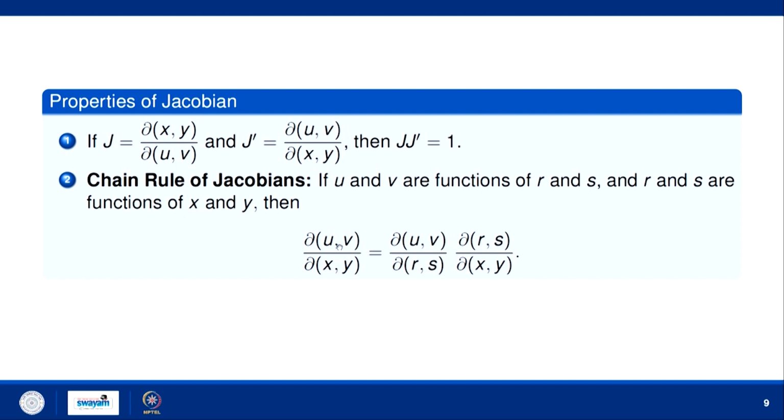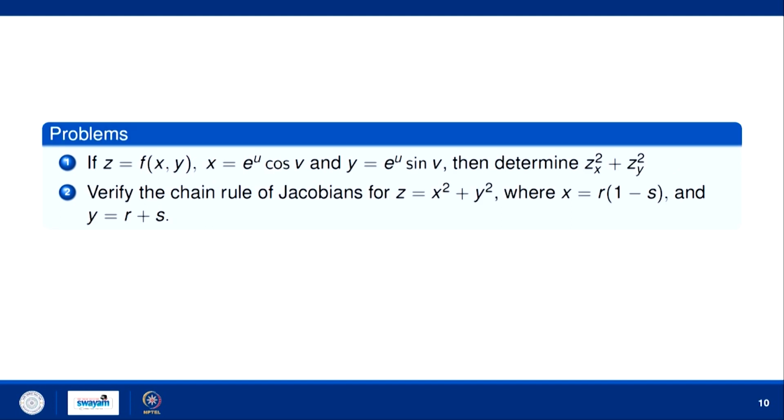That is, the Jacobian of u with respect to x and y is equal to the Jacobian of u with respect to r and s, times the Jacobian of r and s with respect to x and y. This is something like the chain rule, so the chain rule also holds in terms of Jacobians. These are a few examples which we can easily find out using Jacobians.